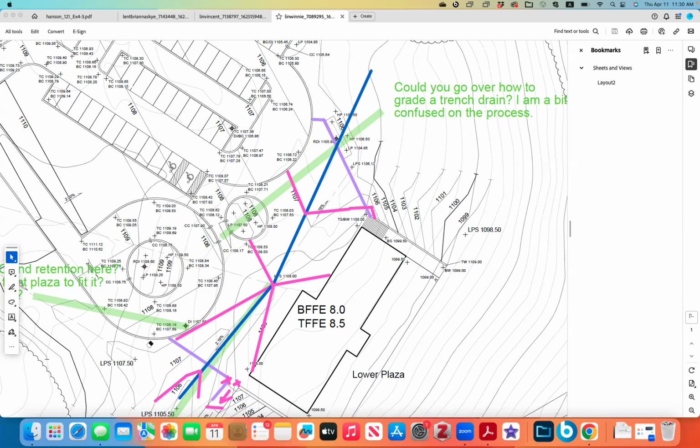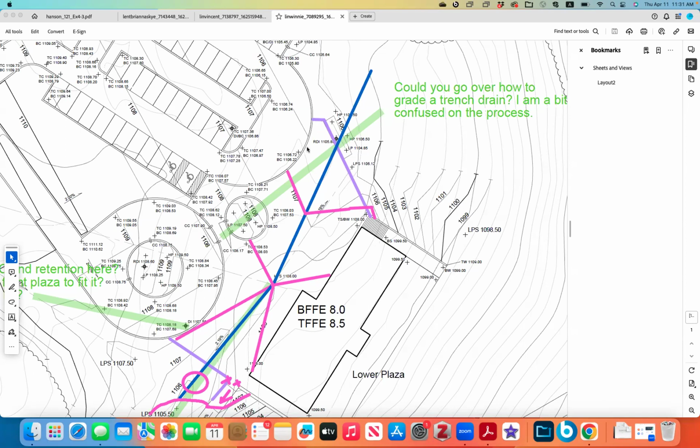I would not even put 107 down here. Reason being, I would want a retention somewhere here at the end of your plaza, right? So my 107 might just go like this. Does that make sense? Yeah.